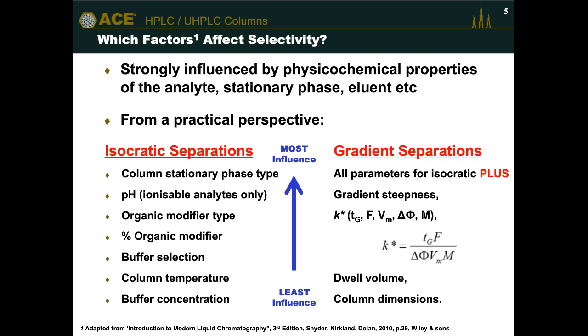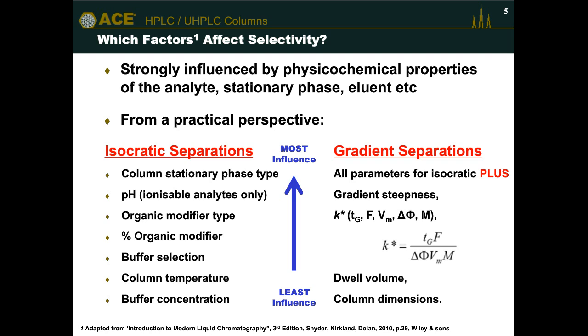On the right-hand side of the slide, of course, we have gradient separations, gradient elution chromatography, very commonly used nowadays. The types of samples we get typically have a range of different analytes in them with different hydrophobicities, so it's not unusual for us to need to use gradients to elute species within a reasonable time frame. Now, the parameters on the left are just as important in gradient chromatography, but we have some additional parameters specific for gradient analysis. That includes the gradient steepness. We have k star, which is the apparent retention in gradient chromatography, defined by this equation here.